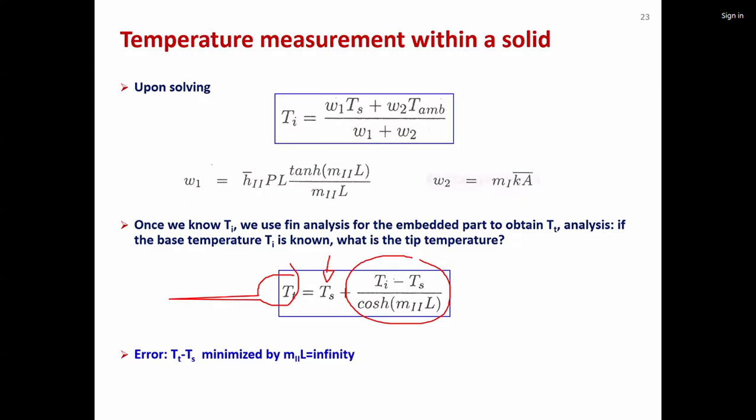if you want to measure temperature inside a solid and you want to minimize the error in the temperature measurement, that means you have to ensure that the thermocouple tip temperature is the same as the solid temperature. Then you have to design your system such that this m2, which is square root of pH2 over Ka bar, into L has to be very large.